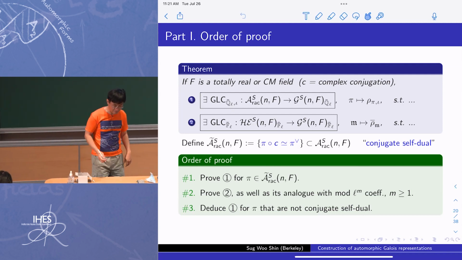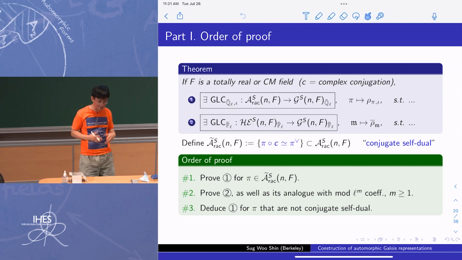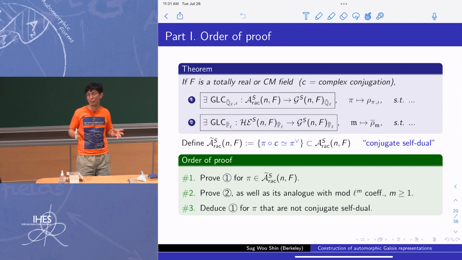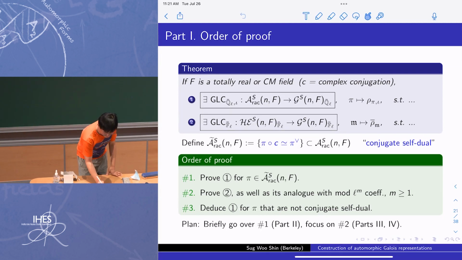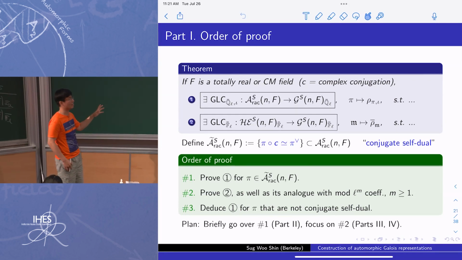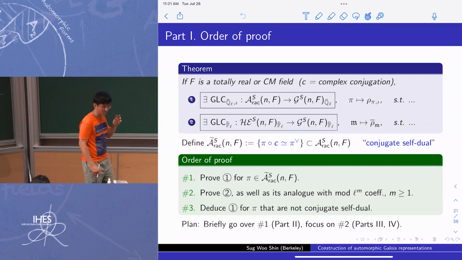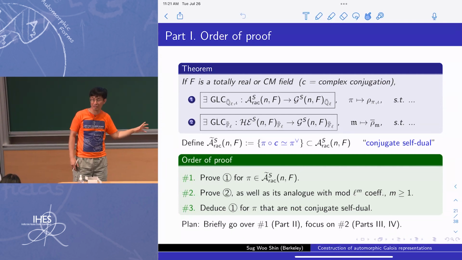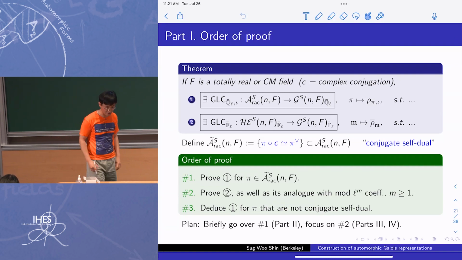But that's basically how to go about doing this. So in my talk, I'm going to explain number 1 and number 2, namely, well, I'll briefly explain, but I would rather not spend too much time on explaining how to do the self-dual case, and then I'll try to leave more time for the torsion case.